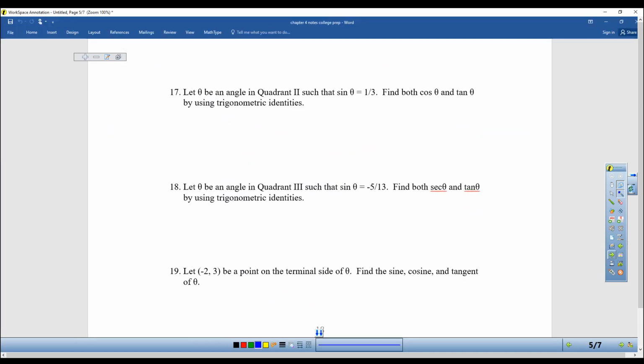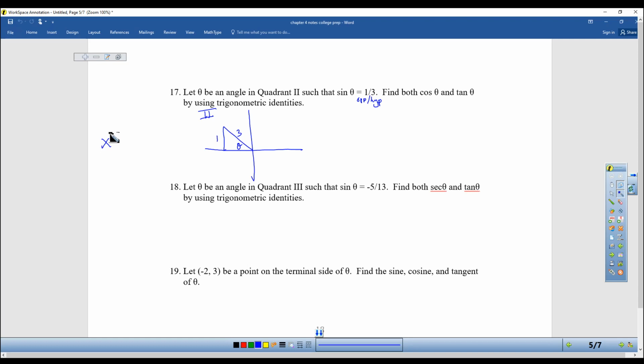Number 17. And like before, the more of these you try on your own and then watch the video, the better. Let theta be an angle in quadrant 2. So this time they gave me the quadrant. These are all like little puzzles. I personally love them. Such that sine is one third, so I'm going to draw a triangle. And remember, here's my theta, not next to the y-axis, next to the x-axis. And sine is opposite over hypotenuse. I do need to find that third side.